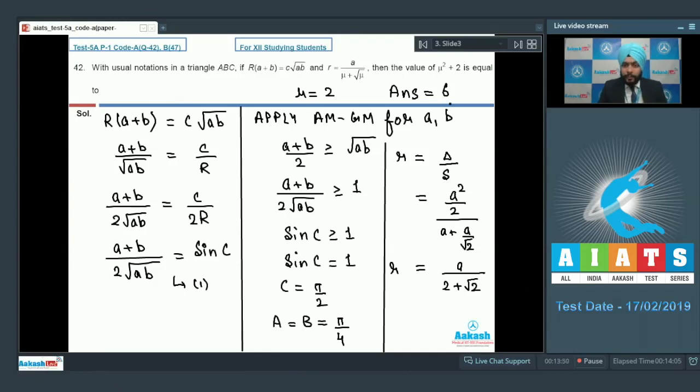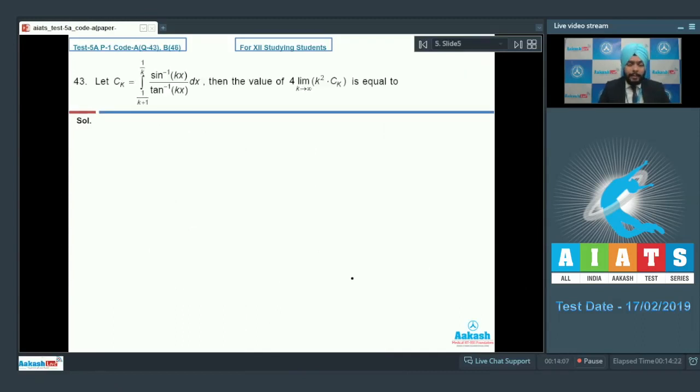Let us move on to 43. Question number 43 says: let Ck be an expression which is a definite integral, with limits 1 upon k plus 1 to 1 upon k, of sin inverse kx upon tan inverse kx dx. Then what is the value of 4 times limit k tends to infinity k square Ck? So let us consider k square Ck directly, limit k tends to infinity k square Ck.